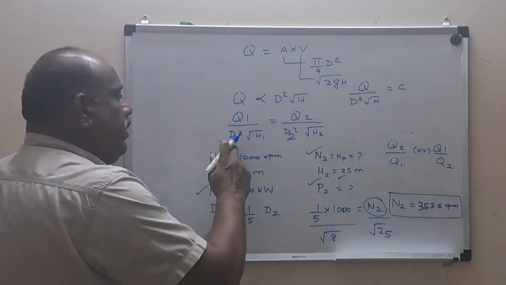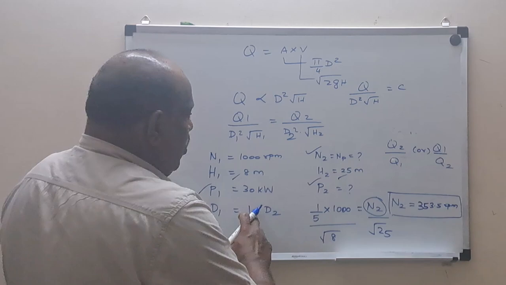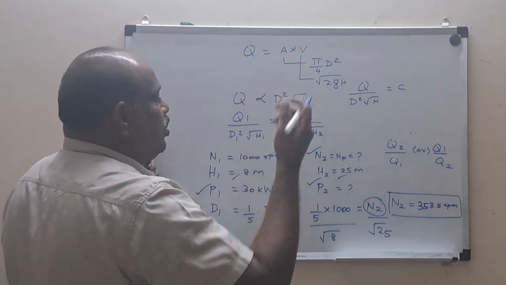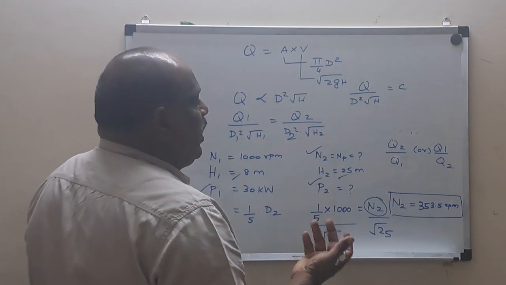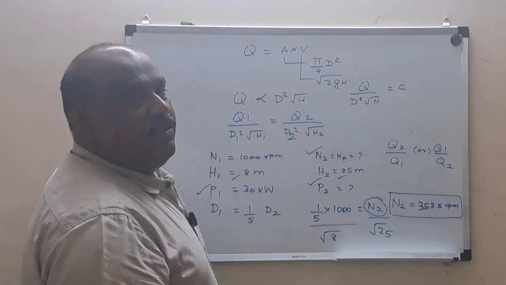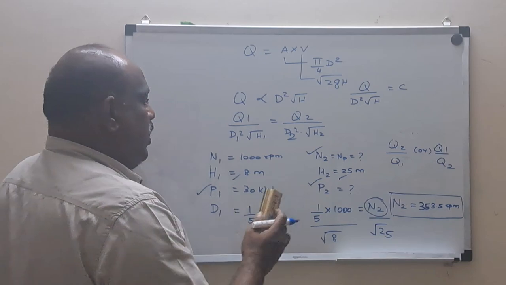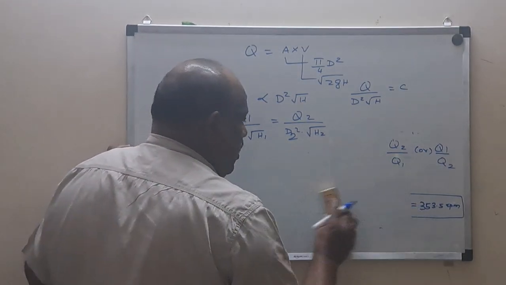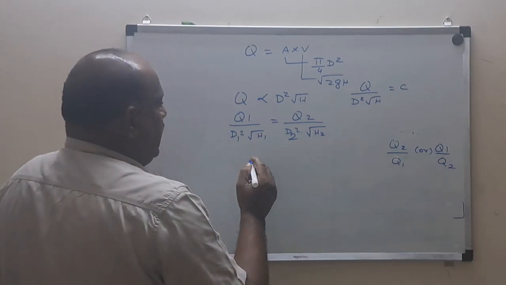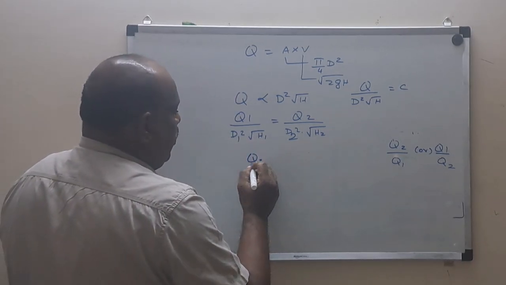Do you know D1 by D2? Yes, D1 by D2 is equal to 1 by 5. So I can find D1 by D2 whole squared. H1 is given, H2 is given. They have not given Q1 or Q2, so they are asking the ratio of Q2 by Q1 or Q1 by Q2. So I hope I can erase these values. So we can see here, I will find out the value of Q2 by Q1.